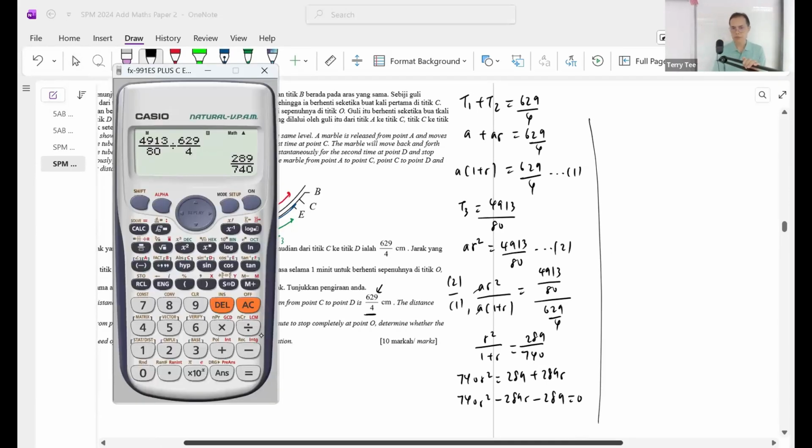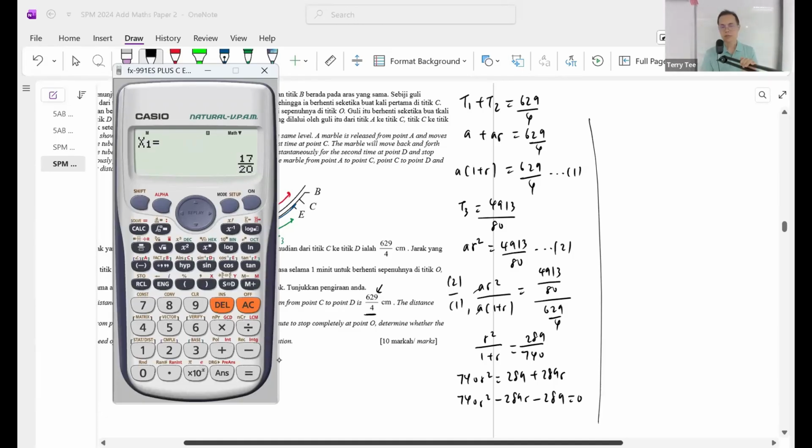But when it comes to factorization, if your number is too big and you cannot do it mentally, you can, in a way, use this cheating method. Depending on which calculator you're using, and this is not a secret anymore, most of you know this. If you're using this older version, you press menu, 5 for equation, 3 for ax squared plus bx plus c. Your a is 740, b is negative 289, c is negative 289.